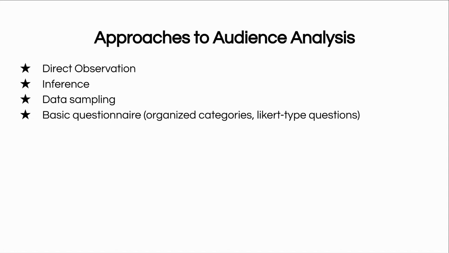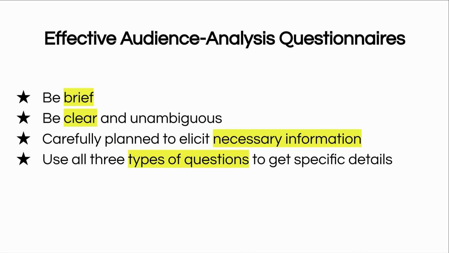Basic questionnaires ask you to fill out different pieces of information. It could be organized categories or Likert type questions, but basic questionnaires can give you a lot of direct feedback and are really great to use if you've got a specific topic, especially a persuasive one. Now, effective audience analysis questionnaires are brief, very clear, and don't have ambiguous or confusing questions. They're very carefully planned to elicit the necessary information, and they use all three major types of questions: free response, multiple choice, and the Likert.